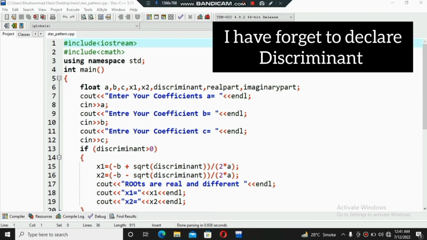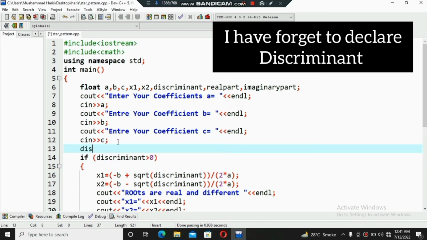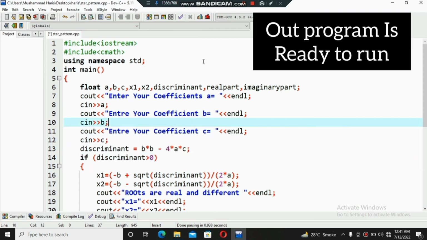Let's see, we have forgotten to declare the discriminant. So now I have to declare that discriminant is equal to b square minus 4ac. I want to write here b multiplied by b minus 4 multiplied by a multiplied by c. So this is our discriminant.